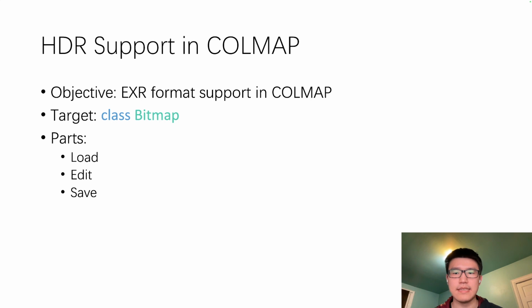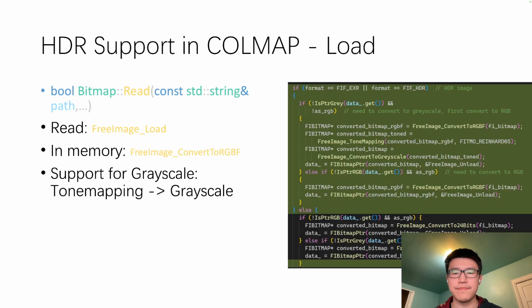COLMAP has a wrapper class named Bitmap to handle all image-related functions using FreeImage, so Bitmap is our main target. Essentially, there are three parts that we need to take care of in this Bitmap, that is load, edit, and save. For the load part, I need the support for loading an image into an RGBF container or as grayscale. For simplicity and better compatibility, I use a tone mapping algorithm to convert HDR into SDR data, and then use the same grayscale algorithm as for SDR images.